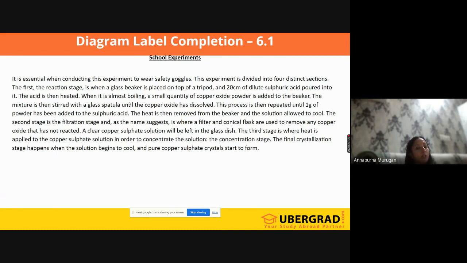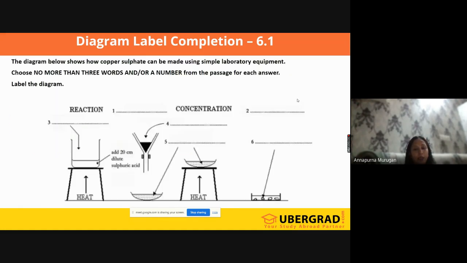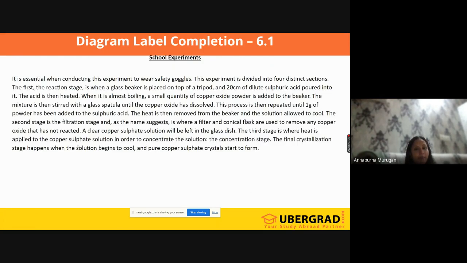When it is almost boiling, a small quantity of copper oxide powder is added to the beaker. See whether the description is there. We have a beaker. We have 20% dilute sulfuric acid. It is heated. So when it is heated, they are adding something. What is that they are adding? Copper oxide powder. So what should be the answer here?